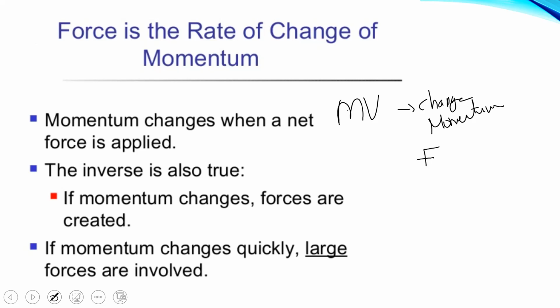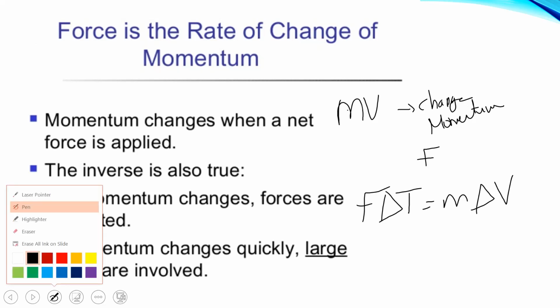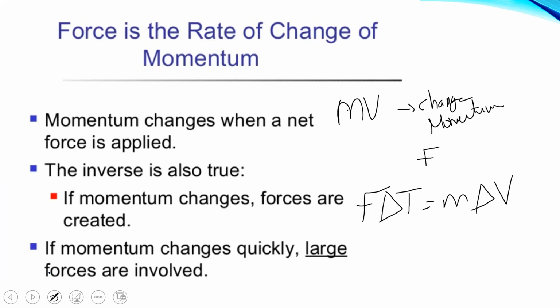So if momentum changes quickly, that means there's a large force involved. F delta T is equal to m delta V. I will repeat, mv is momentum. Delta v is a change in momentum. So when you make a change of momentum, that means you apply a force. Now, a greater change of momentum means you apply a large force.